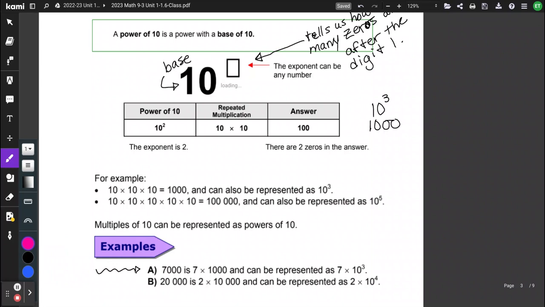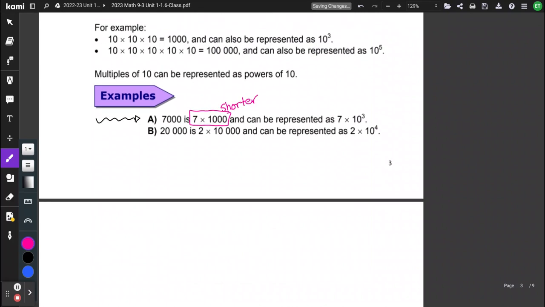Well, we want to make that shorter. Well, we could say, well, that's 7 times 1,000. And then we're going to make that even shorter. We're going to make it shorter because we can represent this 1,000 as 10 to the 3. So we would write 7 times 10 to the 3. 20,000 is 2 times 10,000. And it would be 2 times 10 to the 4.